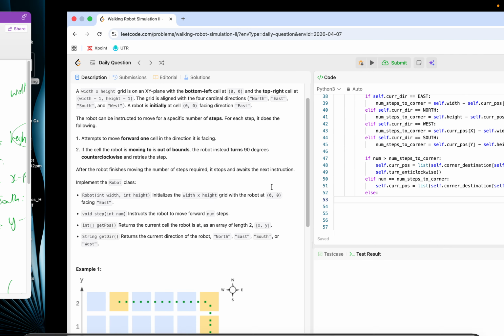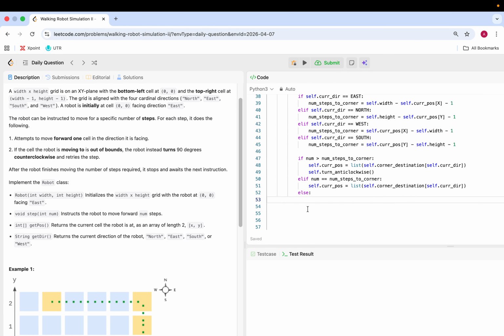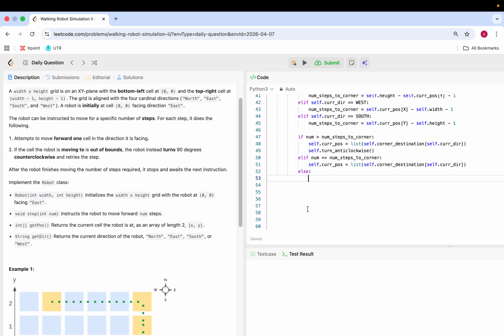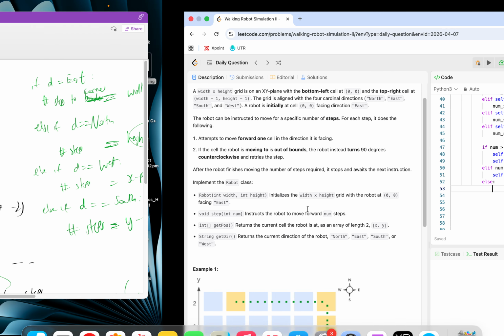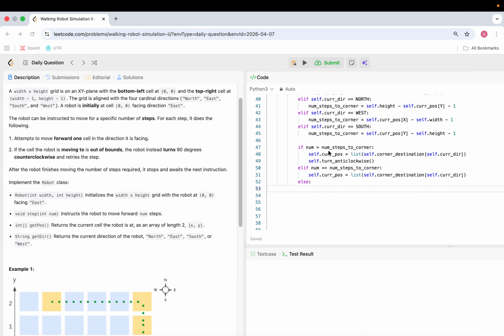Else, and this is the case where we got up here, where the number of steps left in total is less than the number of steps required to get to the corner.